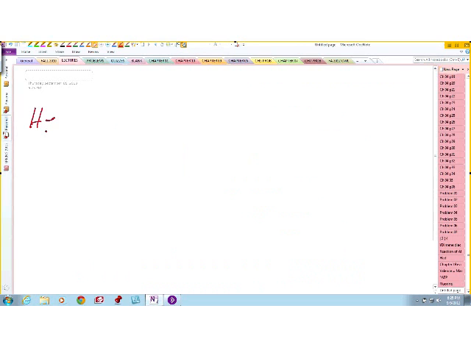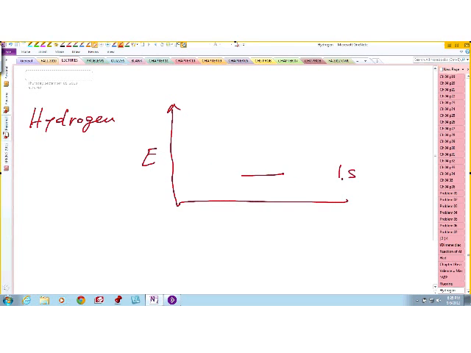let's just look at hydrogen. In the case of hydrogen, what is the atomic number of hydrogen? 1, so it has only 1 electron. Very good. So for hydrogen, 1s, you only have to worry about this right here. So now it has one electron in the only atomic orbital that it has.